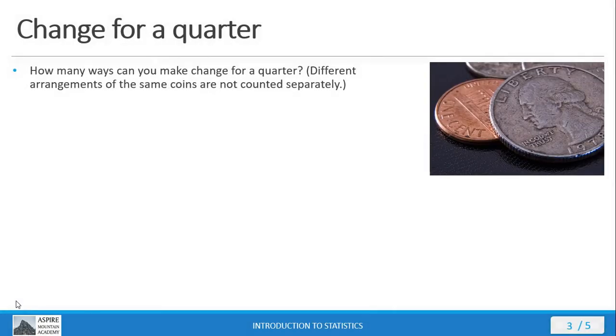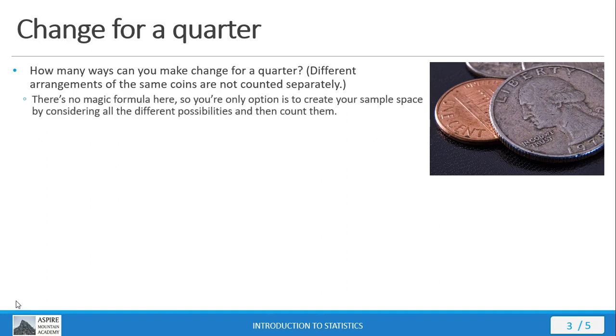Let's look at another example where we're asked to find how many ways can you make change for a quarter. Okay, we're not counting different arrangements of the coins separately, so the order doesn't matter here. So how many different ways can we actually calculate for the quarter? Well, we're making change for a quarter. We're going to be using pennies, nickels, and dimes. How many different arrangements can we expect to have?